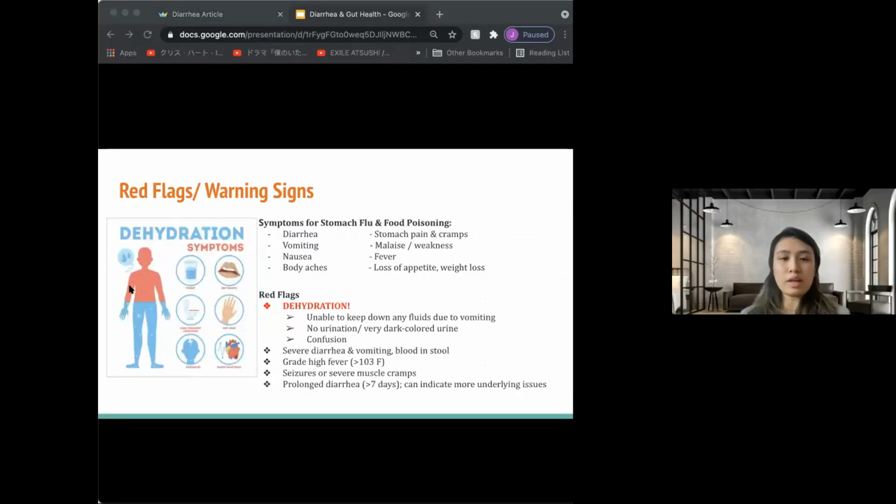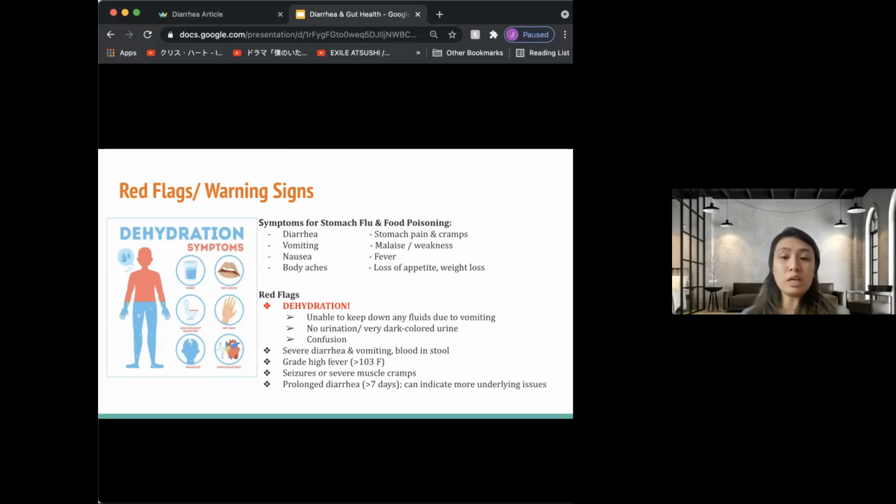And these are some red flags that we can look at when we're trying to see why diarrhea is happening. The symptoms of stomach flu and food poisoning are very similar. That is diarrhea, vomiting, nausea, body aches, stomach pain, cramps, and a lot of the time our client can feel very weak from all the vomiting and diarrhea, and a light fever, because our body is trying to fight off an infection. And lastly, loss of appetite and weight loss.